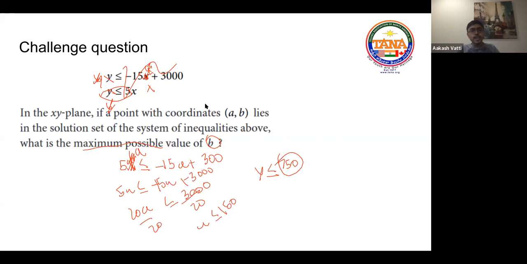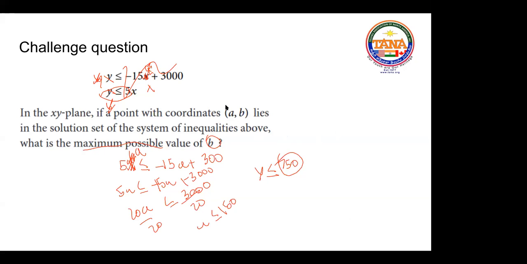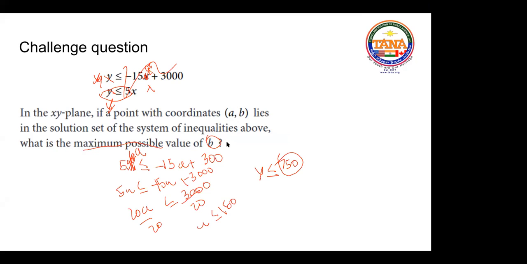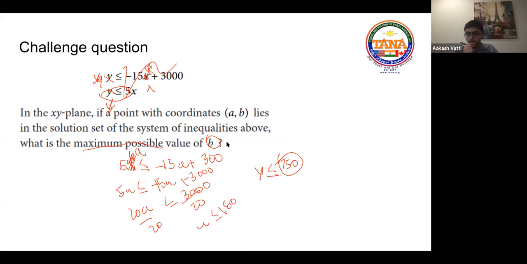Or wait, did you say X equals 750? I said X, yeah. How did you get X in here? Because that shouldn't be it. It's Y is less than or equal to 750, and you want the maximum possible value of B, and Y is B in this case. So you want 750. Oh, I got X is less than or equal to 750. That's what I got. I'm not entirely sure how you got it.